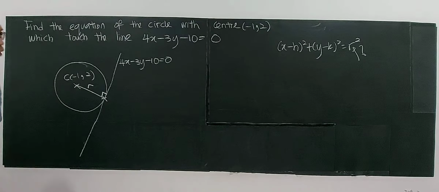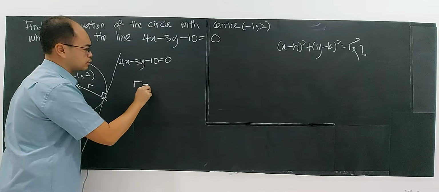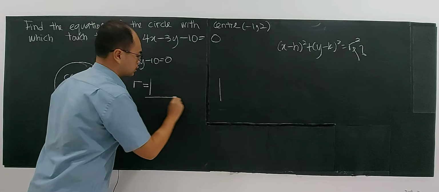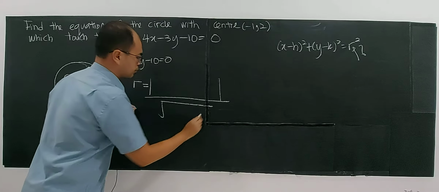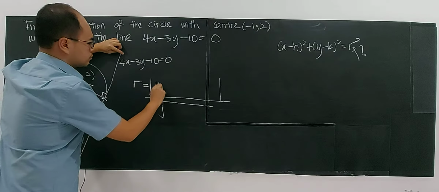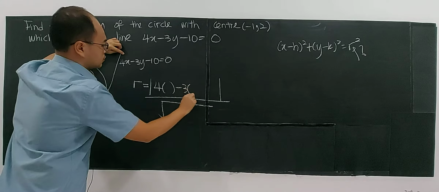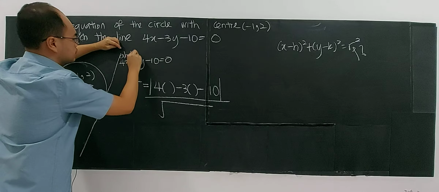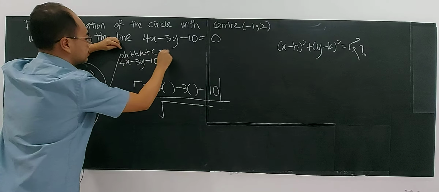Because this is 90 degrees and this is a tangent. So how do we find the radius? We're going to use the formula. The radius is actually the shortest distance, so the formula will be the modulus over the square root. This is already arranged in general form, Ah plus Bk plus C equals 0.